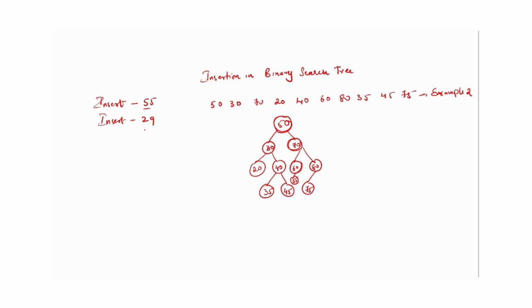Now comes 29. 29 is less than 50, go to the left. 29 is less than 30, go to the left. 29 is greater than 20, insert 29 to the right of 20. So now 29 is to the right of 20 and there is nothing to the left of 20. For the lack of space, I am writing 29 here. Again, I want to repeat, 29 is to the right of 20 and 55 is to the left of 60. This is another example.